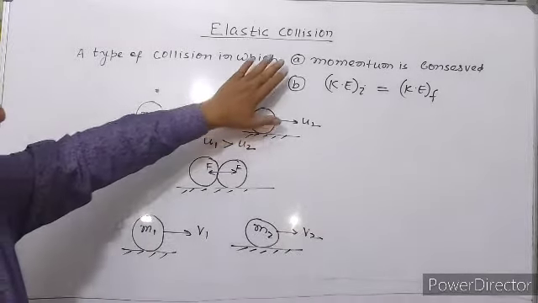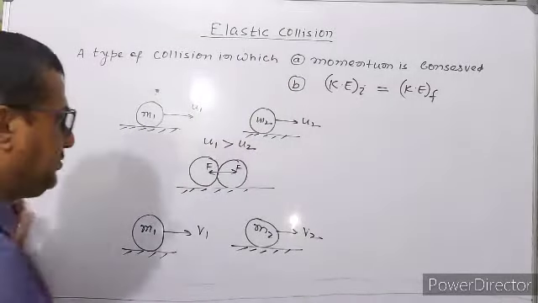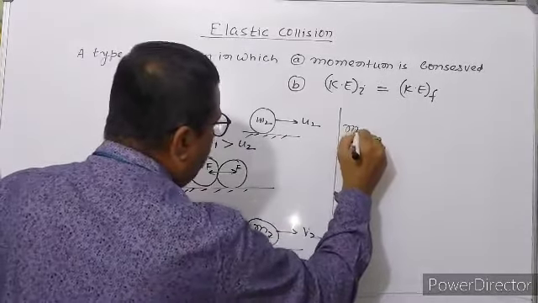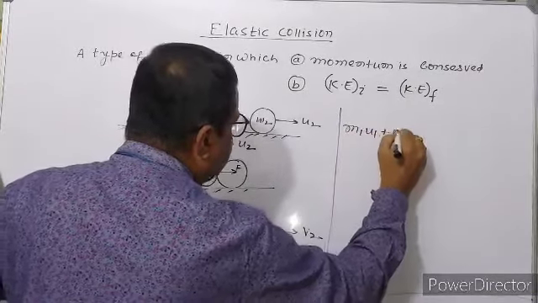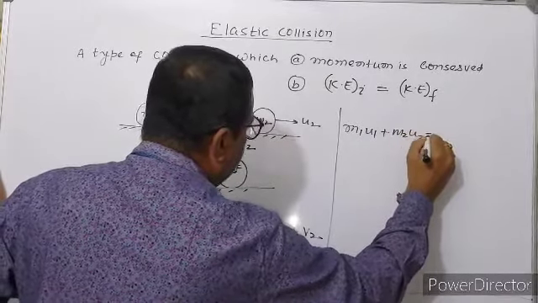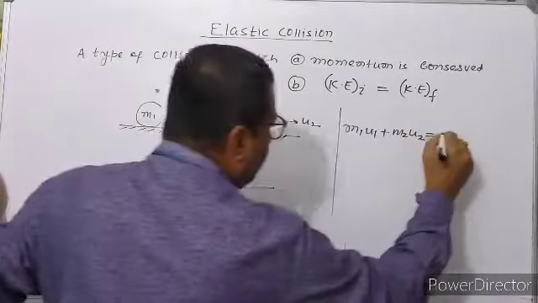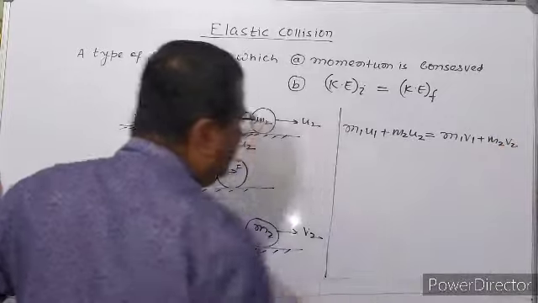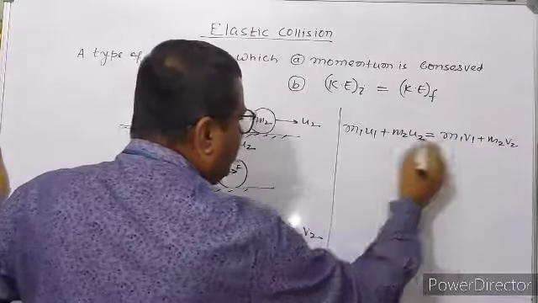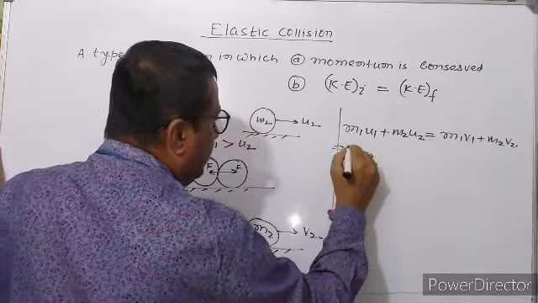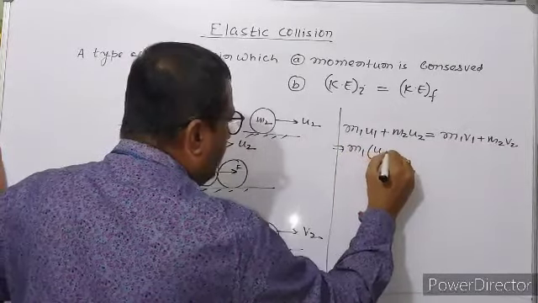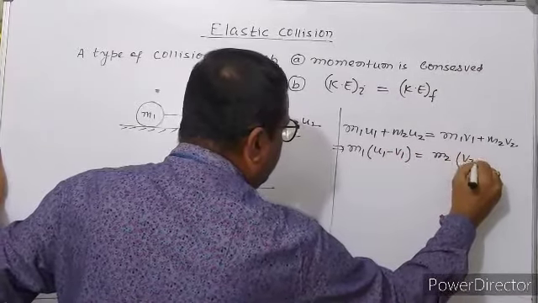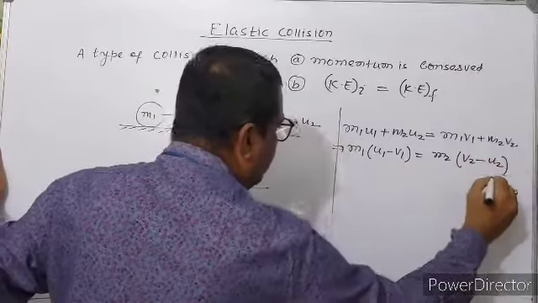As I said, momentum is always conserved. It means m1 u1 plus m2 u2 is equal to m1 v1 plus m2 v2. Taking this to this side, m1 will be common: m1 times u1 minus v1 is equal to m2 times v2 minus u2. This is the first equation.